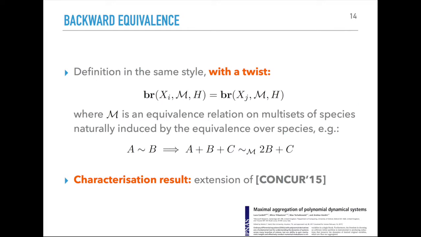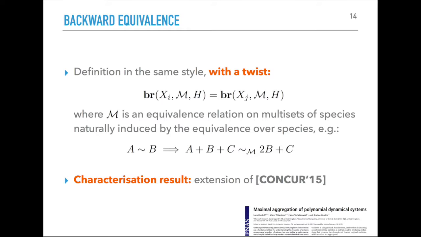So the backward equivalence, I'm probably running out of time. It's essentially the same style, but there is a twist because it is computed with respect not to a multiset of partners, but a multiset of equivalent partners. So given a candidate equivalence on the species, we need to compute things on equivalent multisets. So if I have A that is equivalent to B, in this lifted equivalence, the multiset A plus B plus C is equivalent to 2B plus C, because A is equivalent to B, so we don't distinguish in the sum. That's a small technical detail.